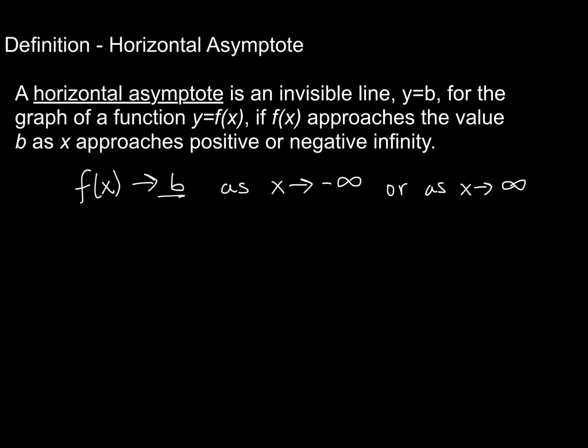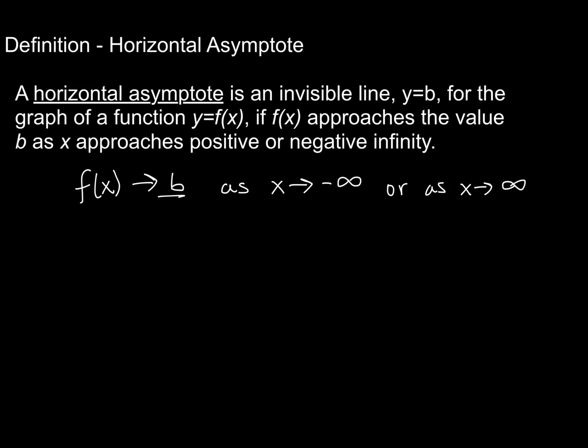In other words, we want to know what is occurring to our y values as x approaches negative infinity, meaning as we're moving far to the left, or as x approaches positive infinity, as we're moving far to the right. And if it is approaching a particular value as we move to the left and as we move to the right, that's what's called a horizontal asymptote. And so we can say that f of x will be approaching that particular value b.